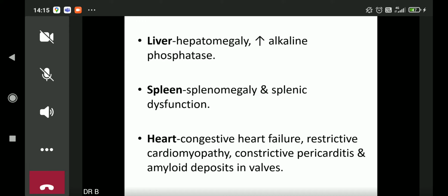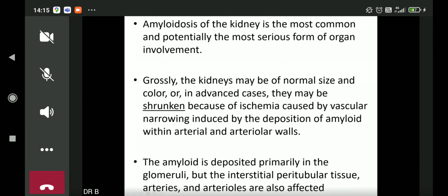Why? Because it will start depositing in the walls of the heart, and the heart will find it very difficult to pump against an obstruction. So it can cause restrictive cardiomyopathy, constrictive pericarditis, and deposits in the valves. What happens in the kidney? The kidney is actually the most common and potentially the most serious form of organ involvement. Grossly, the kidneys may be of normal size and color, or in advanced cases, they may get shrunken. Why? Because of ischemia caused by vascular narrowing.